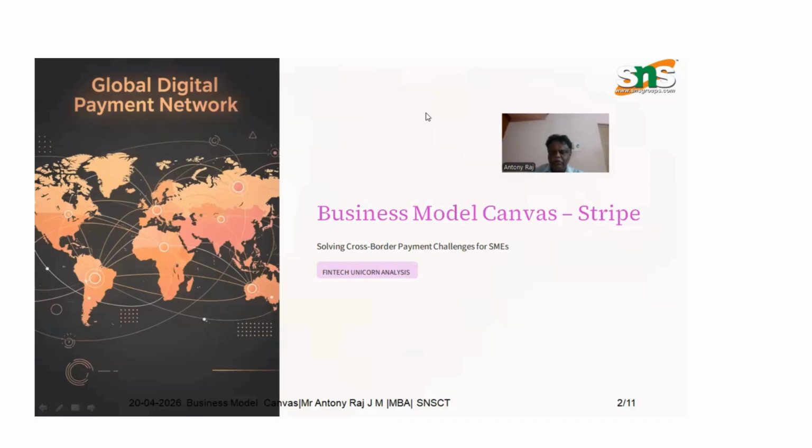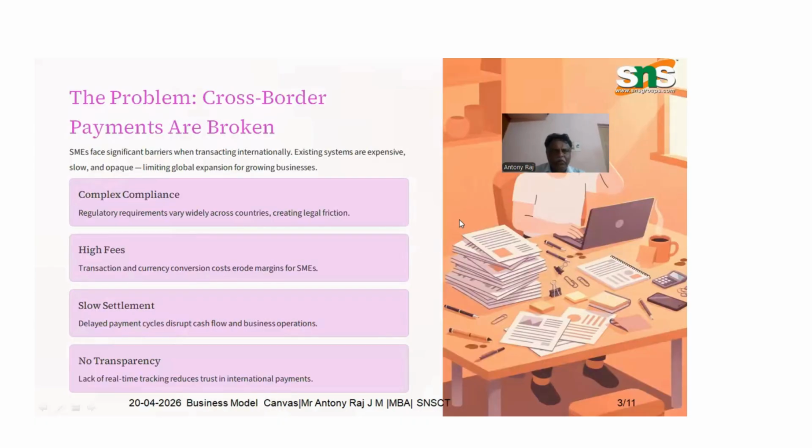Let us discuss this in detail. Let us understand what the problem statement is, as it is there in the slide. Small and medium enterprises face a lot of challenges. One is that compliance is very complex, because every country has many legal and regulatory requirements that vary widely across countries, creating a lot of complexity for SMEs. SMEs means small and medium enterprises. And the fees are also very high.